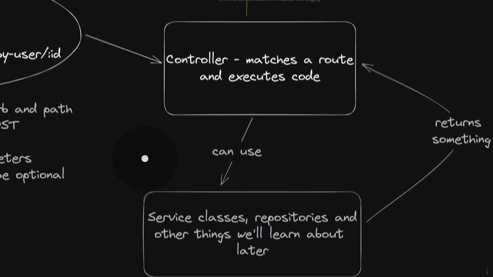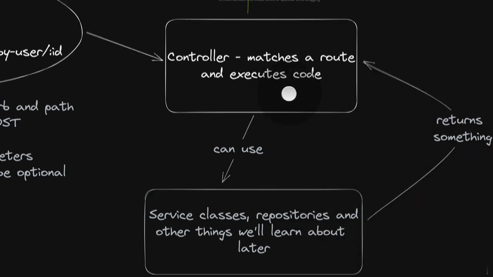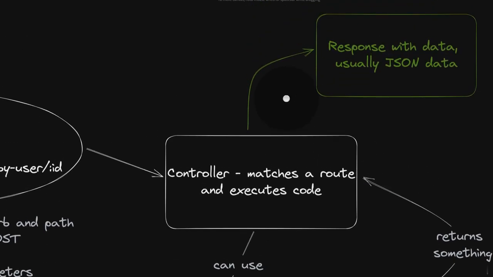Now, controllers can use different other classes like service classes, repositories, and other things we'll learn about a little later. Optionally, those classes return something back to the controller, but eventually the job of the controller is to return some data. Now, with APIs, we'll be typically returning the data. That is usually JSON data, but might be different depending on your needs.